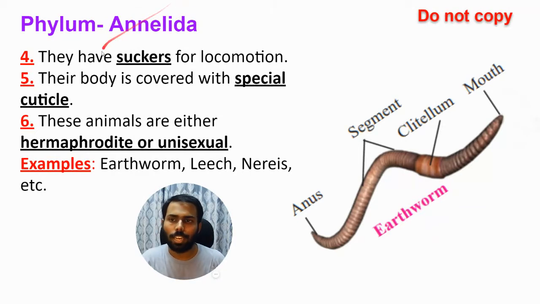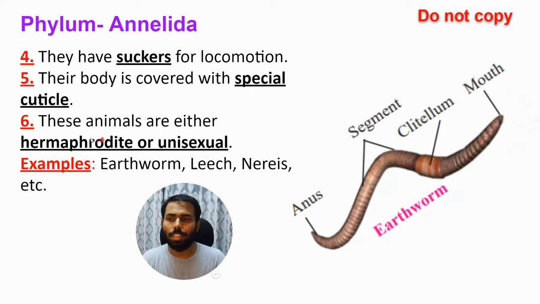So यहाँ पे क्या लिखा है? They have suckers for locomotion. Locomotion we had seen, it means movement. So for movement, earthworms are going to use suckers which are present in their body. Okay, their body is covered with special cuticle. उनका जो covering होगा काफी special covering होगा, special layer होगा outside.